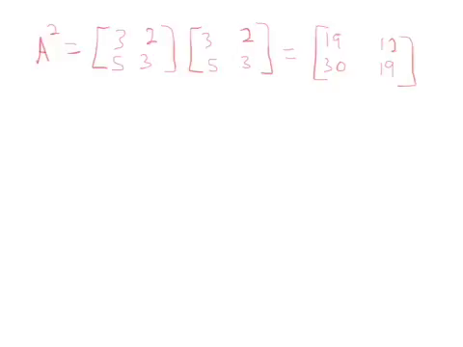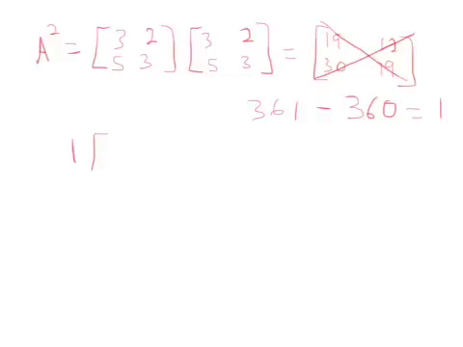Now I need to find the inverse of that. To do that, I need to find the determinant first. I find that by multiplying across 19 times 19, which gives me 361, and then 30 times 12, which gives me 360. So 361 minus 360 is going to equal 1. I use the determinant to find the inverse, so it's 1 over the determinant, which is 1. So 1 over 1 will just give me 1.